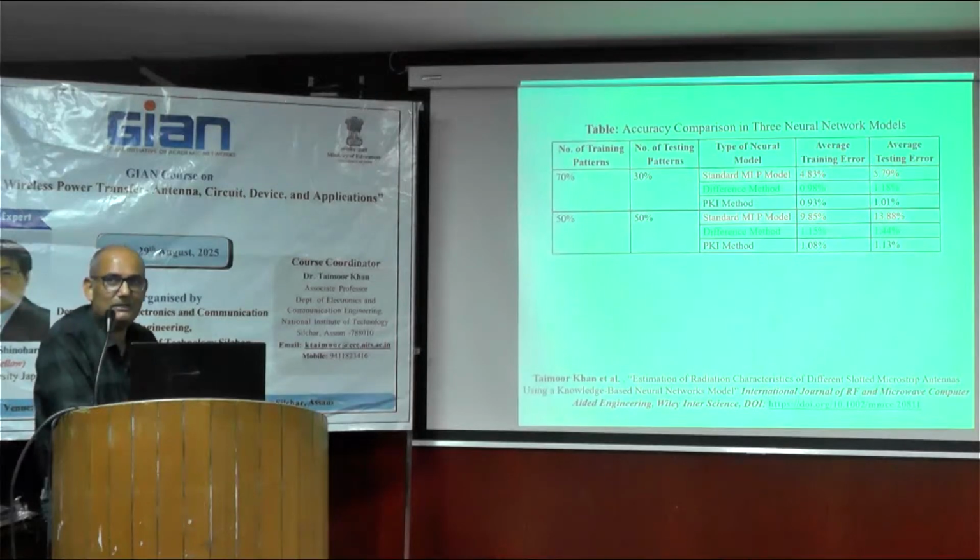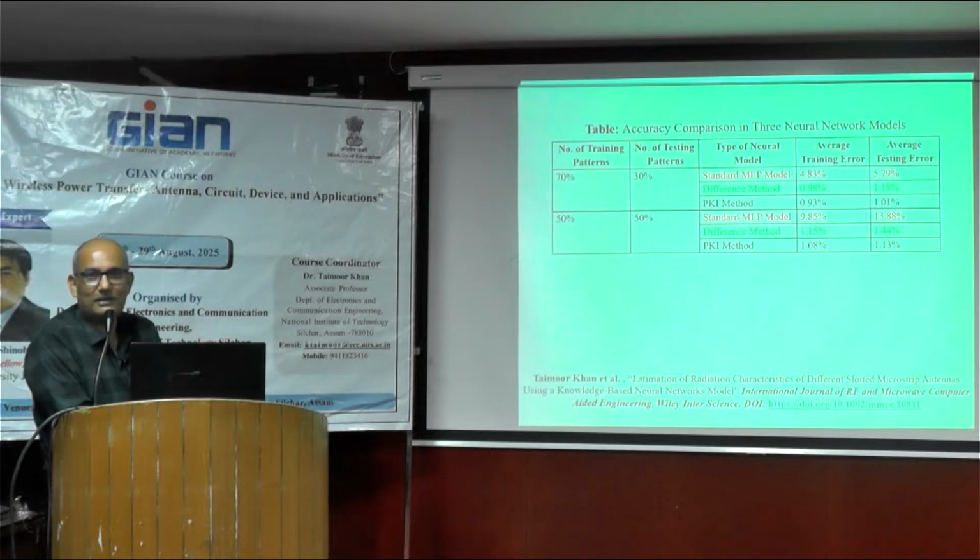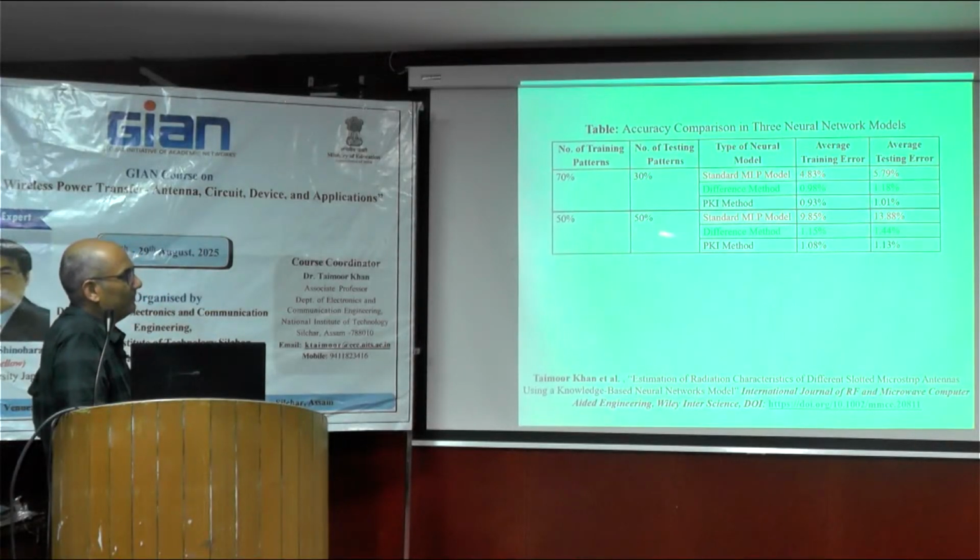Training is 50%, testing 50%, which means you are reducing the training patterns and increasing the testing ones. 30% to 50%, here 70% to 50%. Just see the change. Again, the PKI method is better than the difference method, and both methods are more accurate than the standard MLP model.